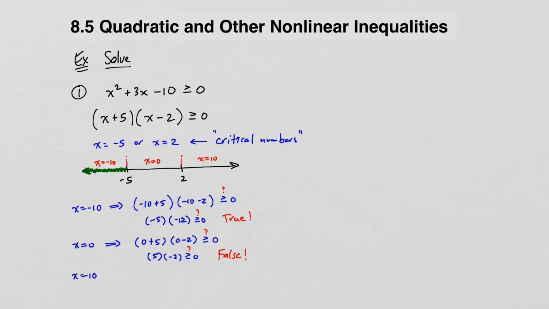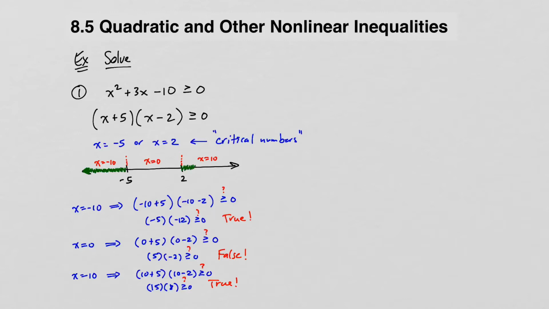Finally, we're going to check x equals positive 10. When you plug in positive 10, you get 10 plus 5 times 10 minus 2 is greater than or equal to 0. And this says 15 times 8 is greater than or equal to 0. And this is, once again, true because 15 times 8 is a positive number, and a positive number is larger than 0. So that means that x equals 10 is a solution.